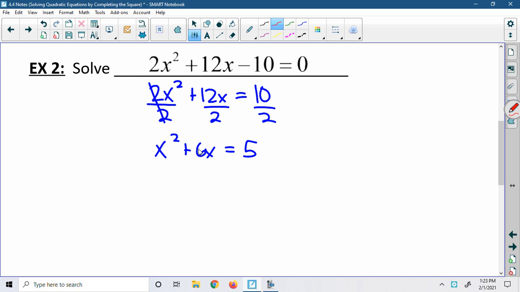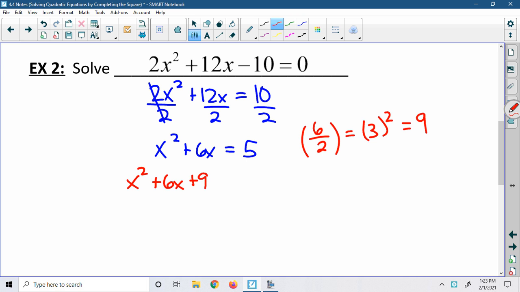Okay, the mystery number. I've got to take positive 6 and cut it in half, and then that'll equal 3, and then I've got to square that, so that will equal 9. So I'm going to add that mystery number, that 9, to both sides of the equation.